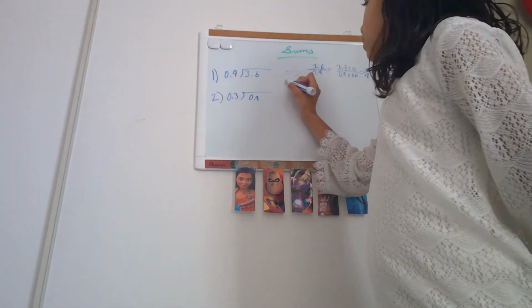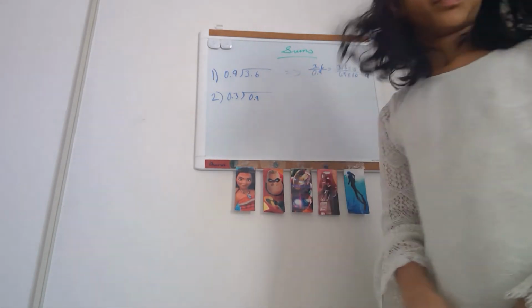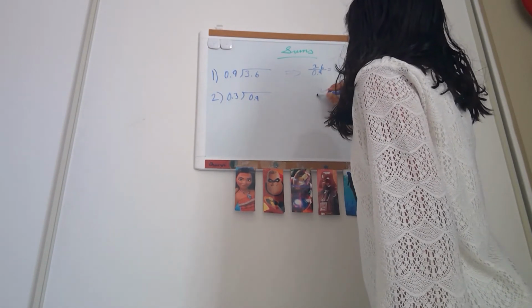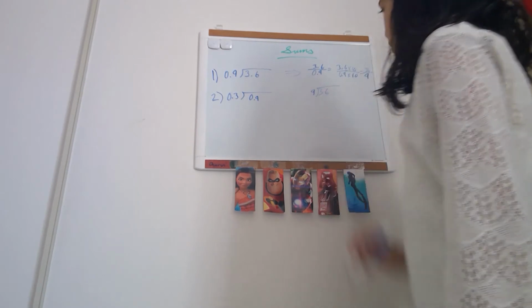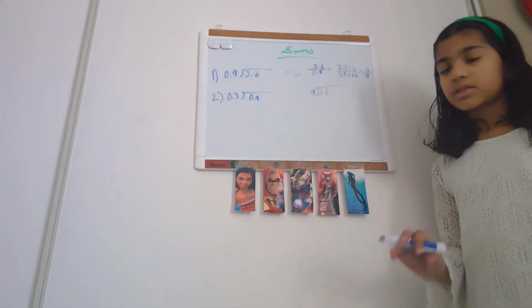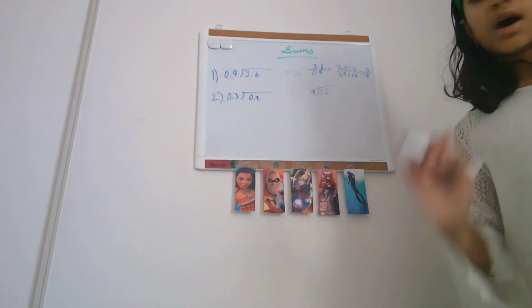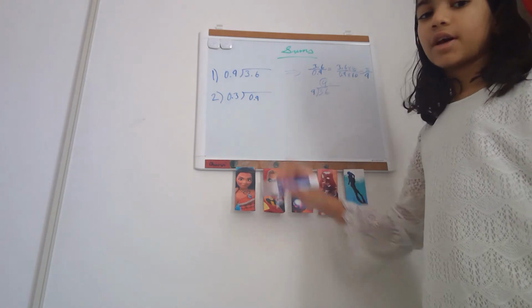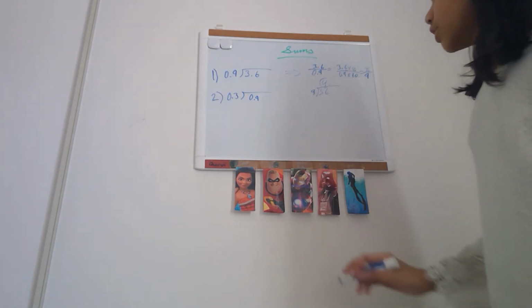Okay, let's just write here, 36 divided by 9. Okay, what is 36 divided by 9? I can tell easily that 36 divided by 9 is 4. So if you got the answer 4, you got it correct. Okay, now let's do the second question.